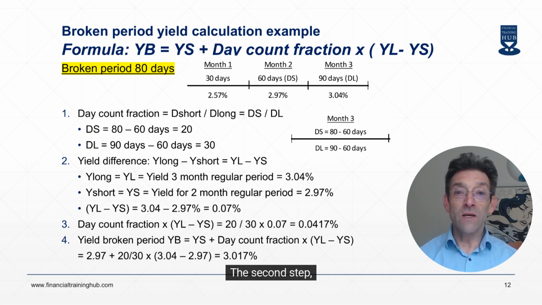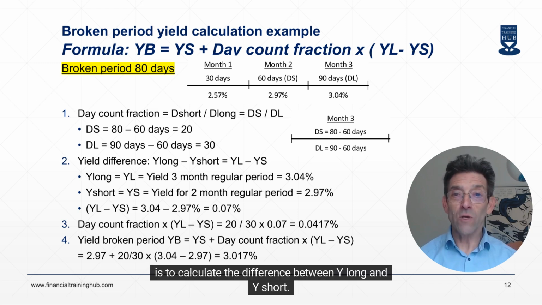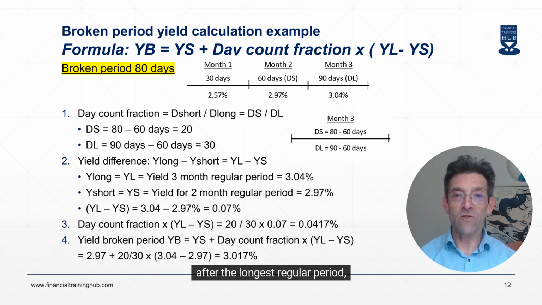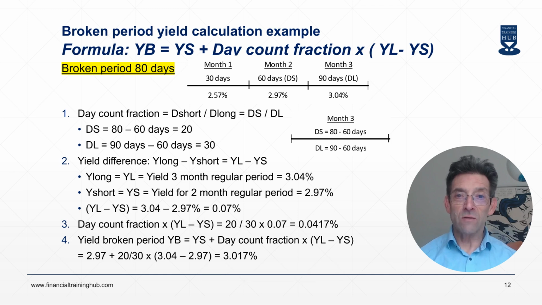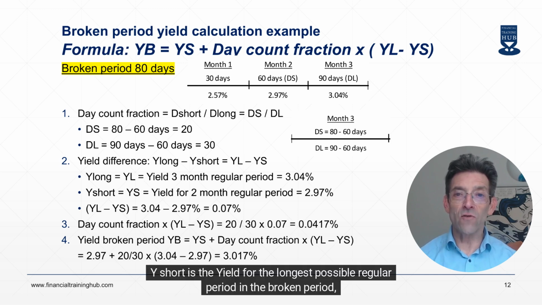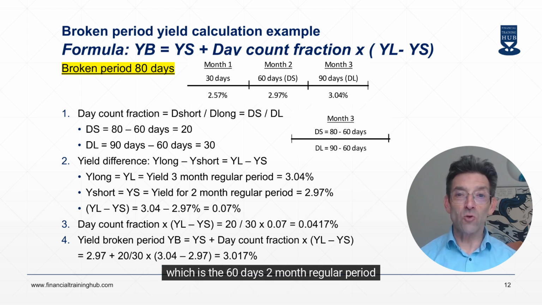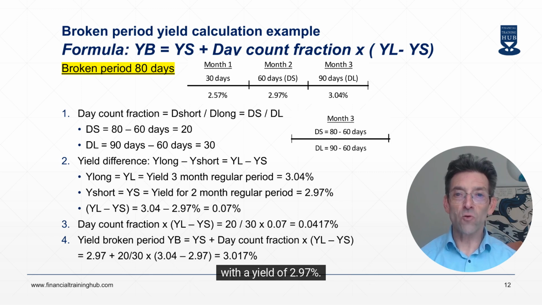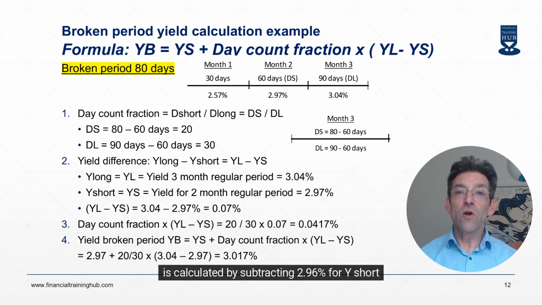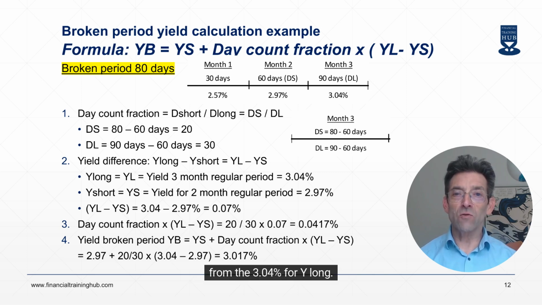The second step is to calculate the difference between Y long and Y short. Y long is the yield for the adjacent period after the longest regular period, so the 3.04% for 3 months. Y short is the yield for the longest possible regular period in the broken period, which is the 60 days 2-month regular period, with a yield of 2.97%. The difference of 0.07% is calculated by subtracting 2.97% for Y short from the 3.04% for Y long.